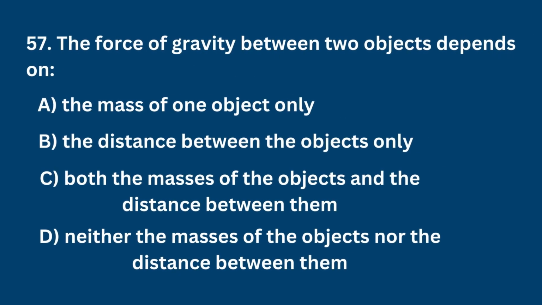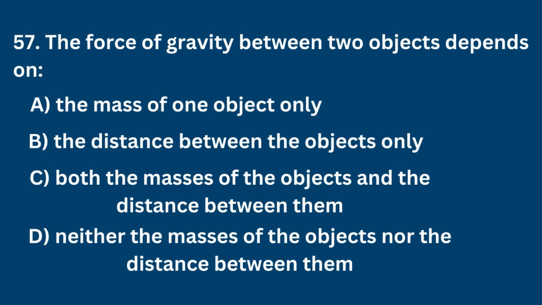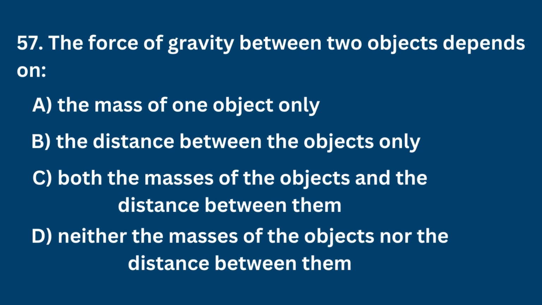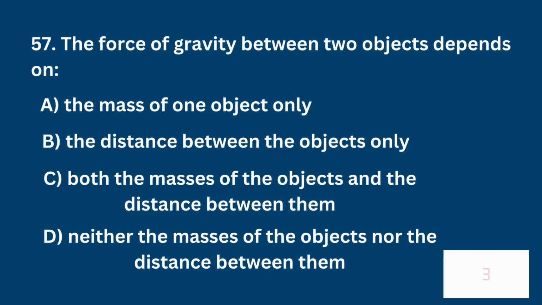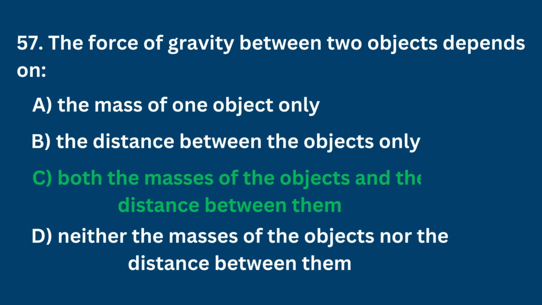The force of gravity between two objects depends on: the options are A. The mass of one object only, B. The distance between the objects only, C. Both the masses of the objects and the distance between them, D. Neither the masses of the objects nor the distance between them. Correct answer is C. Both the masses of the objects and the distance between them.